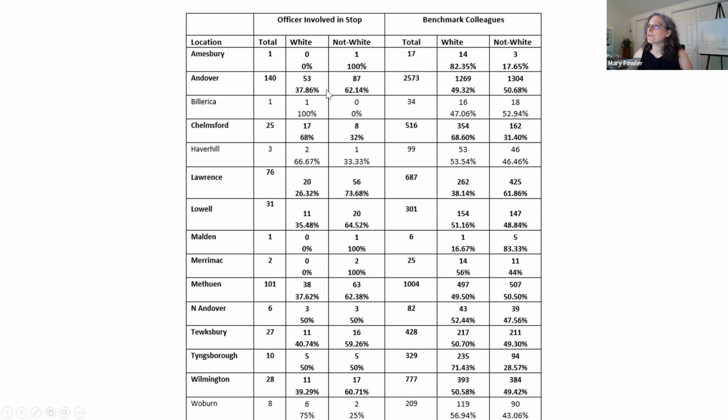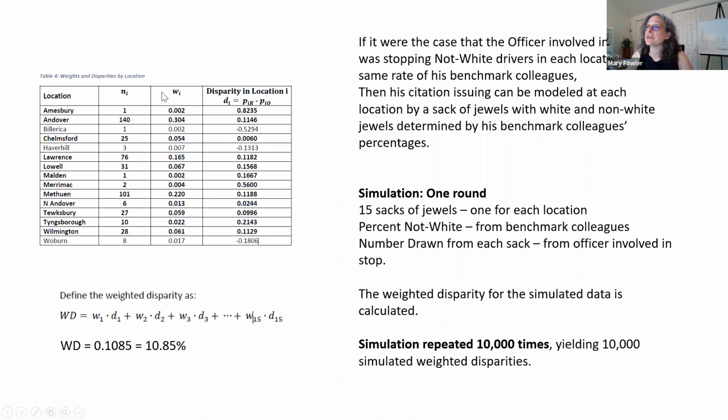Okay. And so for each of these locations, if we subtract 50.68 from 62.14, that is the disparity that the officer involved in the stop had as compared to his benchmark colleagues. And in the next table, we do see these disparities listed. So in Andover, we had 11.46%. That was the subtraction problem I just mentioned. So each of the 15 locations has a disparity.